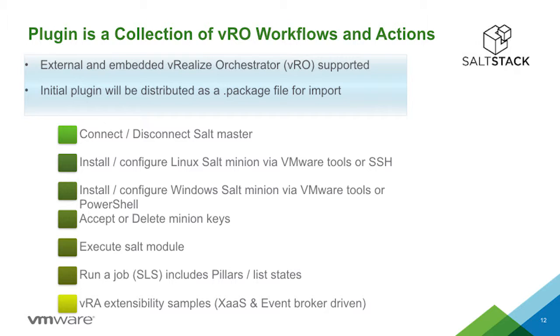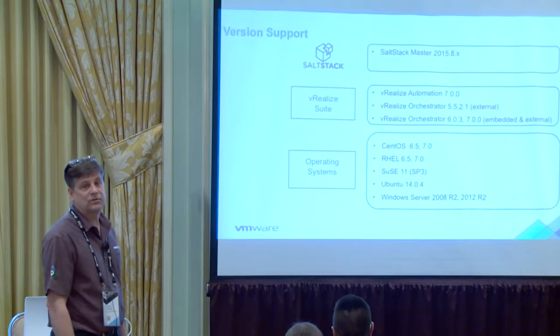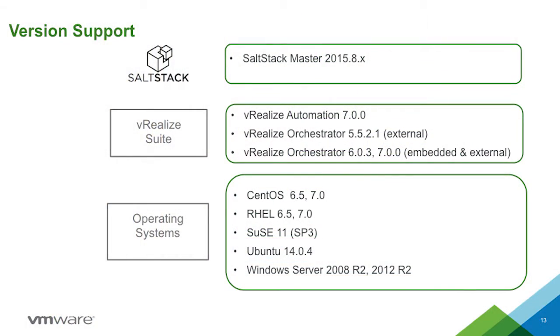And then we have a couple examples that we include within the plugin that will plug into vRealize Automation. Okay? And then just some of the versioning support that we've been testing. We'll be continuing to add more support as we have newer, or if looking at older versions.